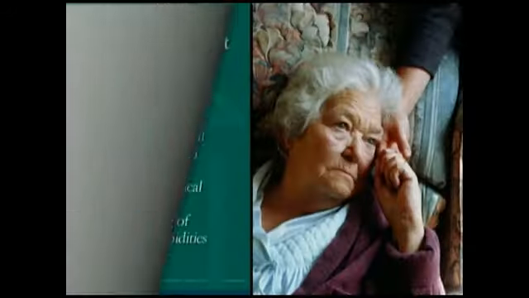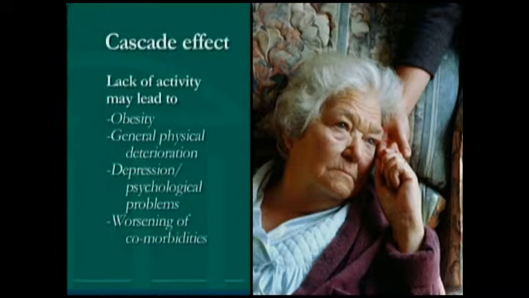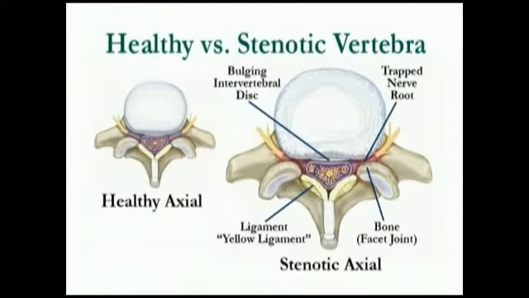There is a cascade effect involved with lumbar spinal stenosis. As people become less active, they become more obese and their general physical condition deteriorates. This leads to depression and psychological problems and worsening of their comorbidities such as diabetes and heart disease.